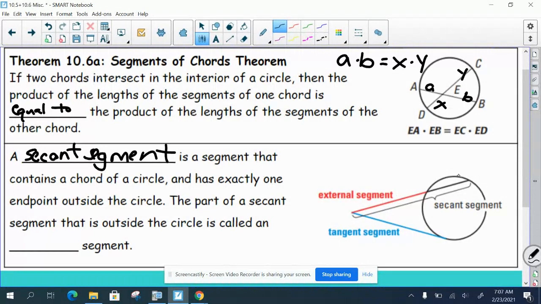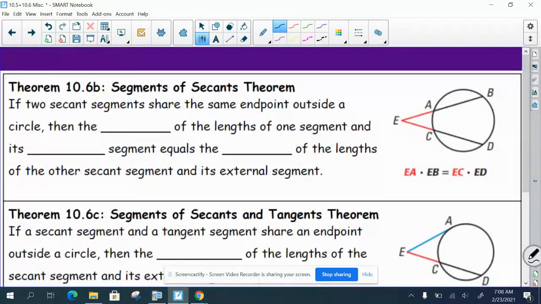How do you know it's a secant segment? Because it goes through the circle, not just touching the circle like a tangent does. Okay, so this is the external segment. Okay, we're going to use that concept in the next theorems.